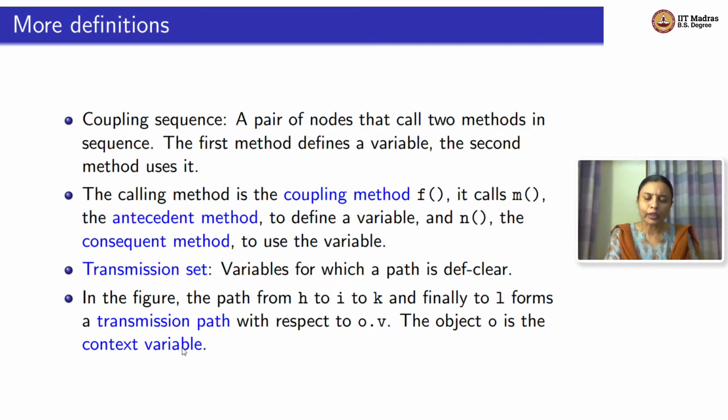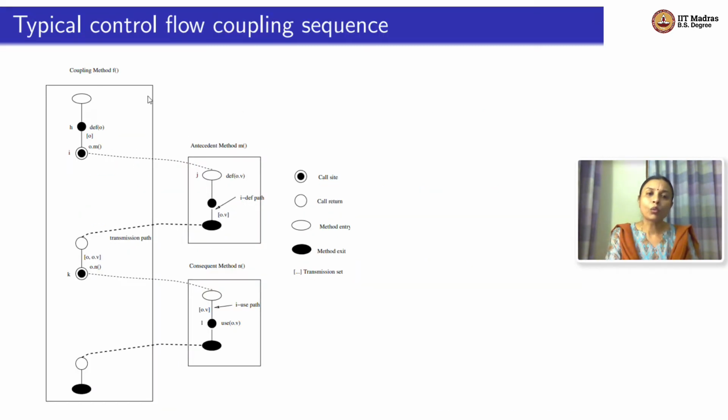We are talking about call interfaces, but we are talking about one coupling method calling an antecedent method which defines a value. Control goes back to the coupling method, and later it calls a consequent method which uses that value. It could be the case that f is the same as m, the antecedent method, or it could be the case that f is the same as n, the consequent method, in which case it is very similar to what we saw as the call interfaces earlier. But here, this kind of behavior could also happen.